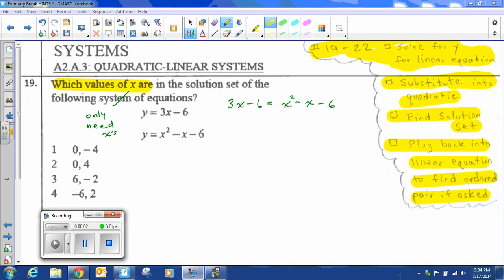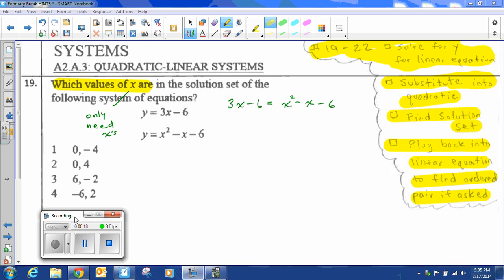Okay, let's take a look at the systems unit. More specifically, we're going to be solving quadratic linear systems. Linear means straight line, quadratic means curved, parabola, also circles are possible.